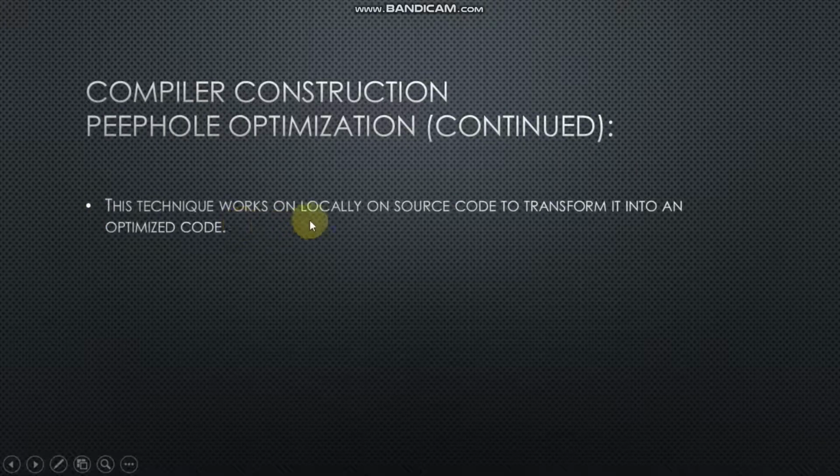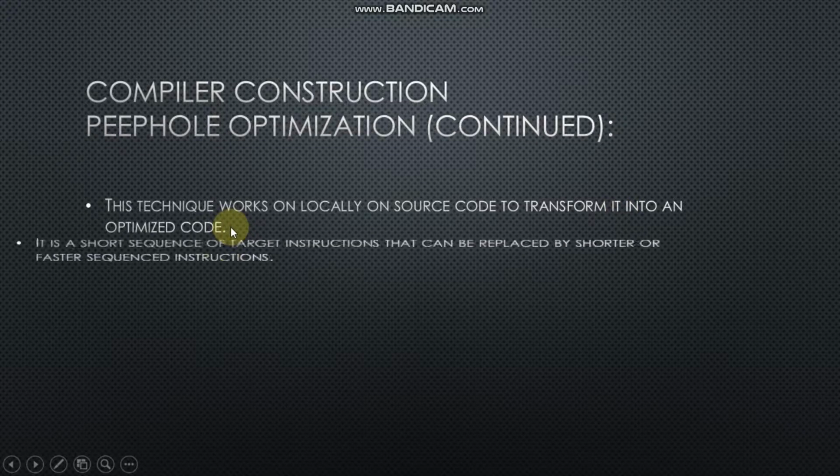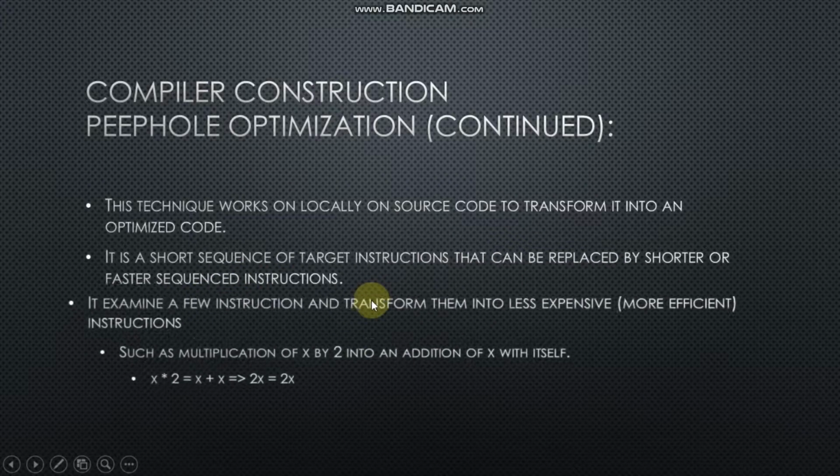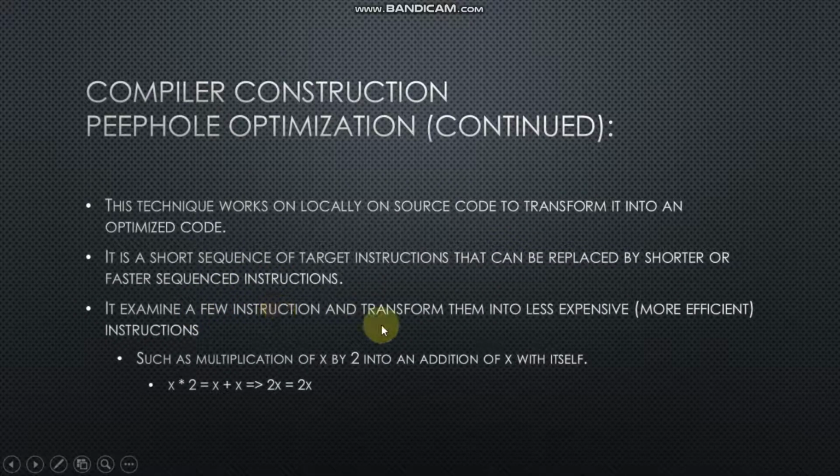This technique works locally on source code to transform it into an optimized code. It is a short sequence of target instructions that can be replaced by shorter or faster sequenced instructions. It examines a few instructions and transforms them into less expensive or more efficient instructions, such as multiplication of x by 2 into an addition of x with itself. x multiplied by 2 is equal to x plus x. They both give the same answer, that is 2x.